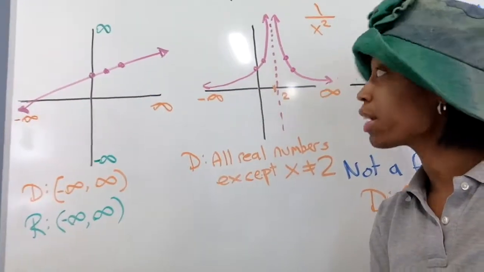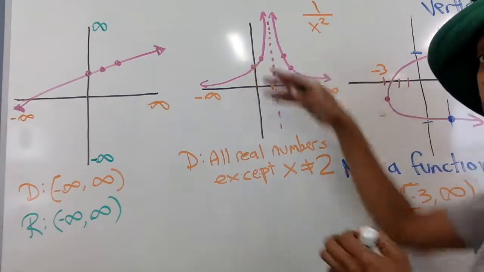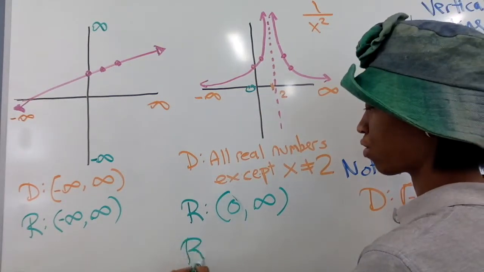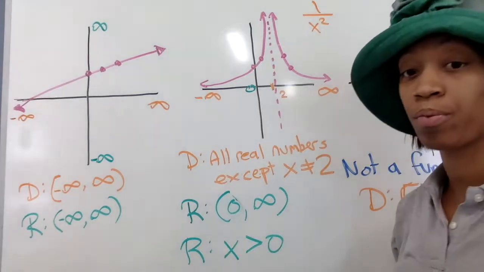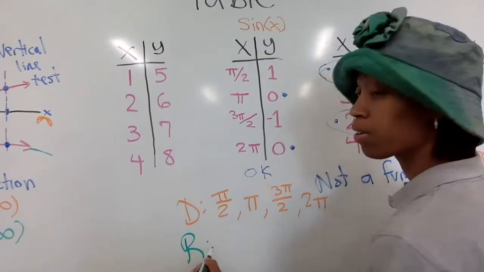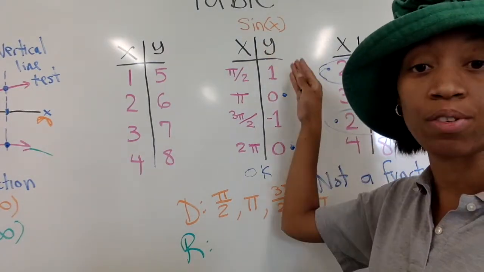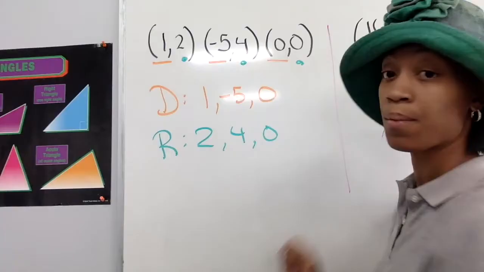On this one, it looks like the range is only coming down to about here. It's never going below 0. I could also say the range is y is greater than 0. Either one is right. When you're giving the range of a t-table, you can just list the y values. There's no need to repeat 0, even though it shows up twice.